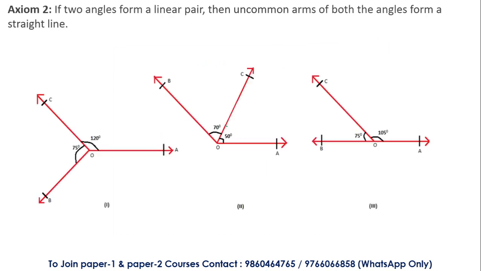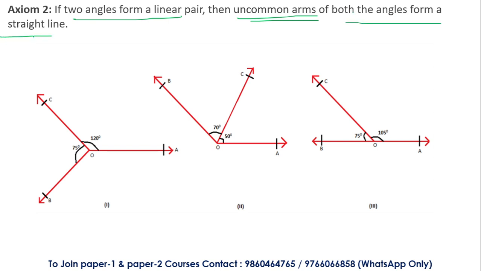Moving on to the next, if two angles form a linear pair, then there is a property: the uncommon arms of both the angles form a straight line. Always remember, whenever two angles form a linear pair, it means 180 degrees. Then the uncommon arm, that is the third arm, is going to form a straight line. I'll explain it in detail.